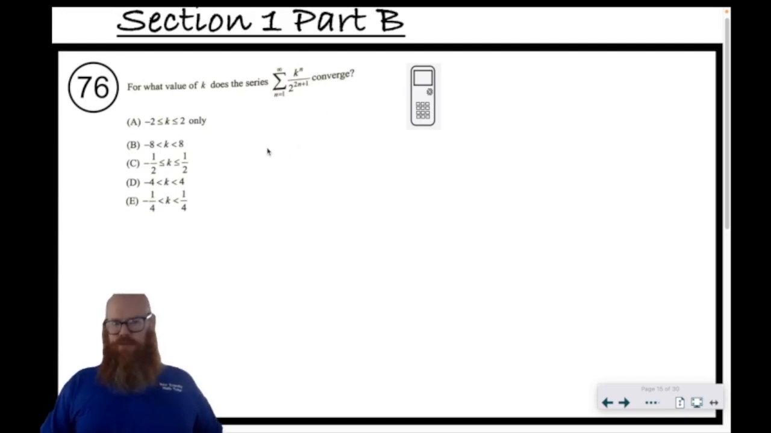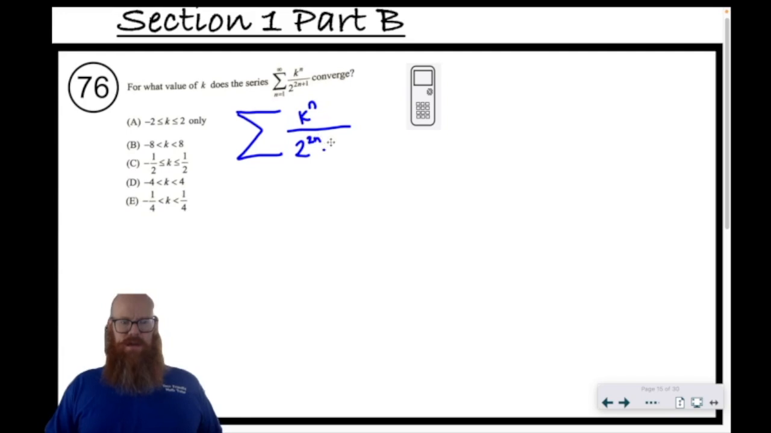One thing we have to be able to do is recognize when something is geometric, even when it doesn't really look like it. So we're going to mess with this a little bit. On the bottom, this addition of exponents can be broken up into 2 to the 2n times 2 to the first. And then this 2 to the first is on the bottom, so that's like a 1/2 that I can bring out in front. And then I have k to the n.